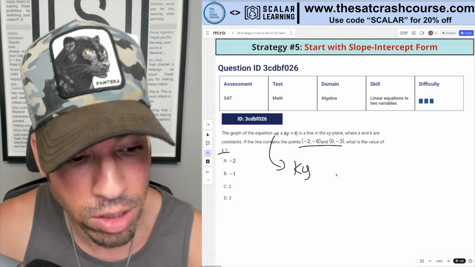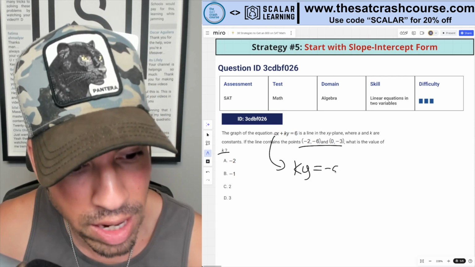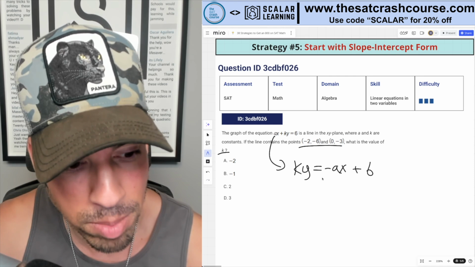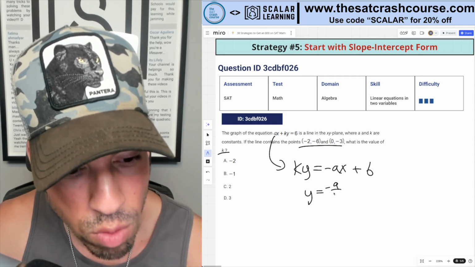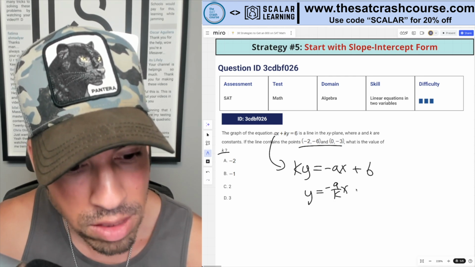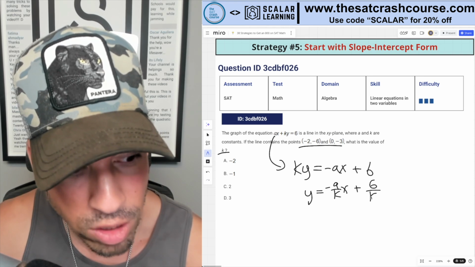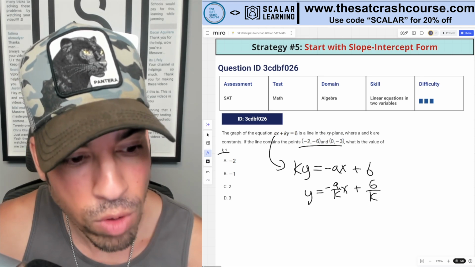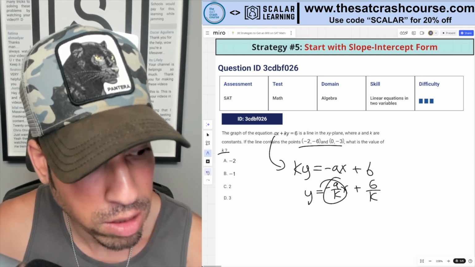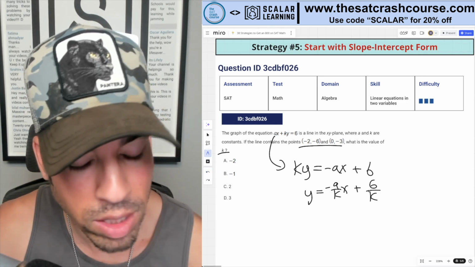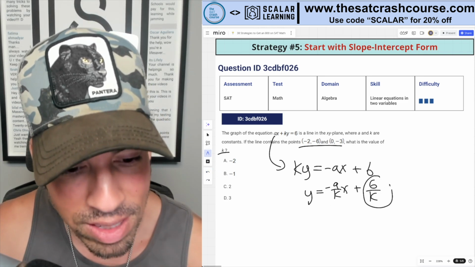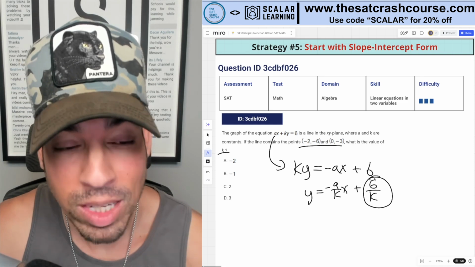That's how we put it into slope-intercept form. ky equals negative ax plus 6. Then I'm going to divide both sides by k. And I've got y equals negative a over k x plus 6 over k. So I've got some really cool things here. First of all, I've got this part, which is my slope, but I don't really care about slope. All I care about is k. And the reason why this is awesome is because 6 over k right here is my y-intercept.